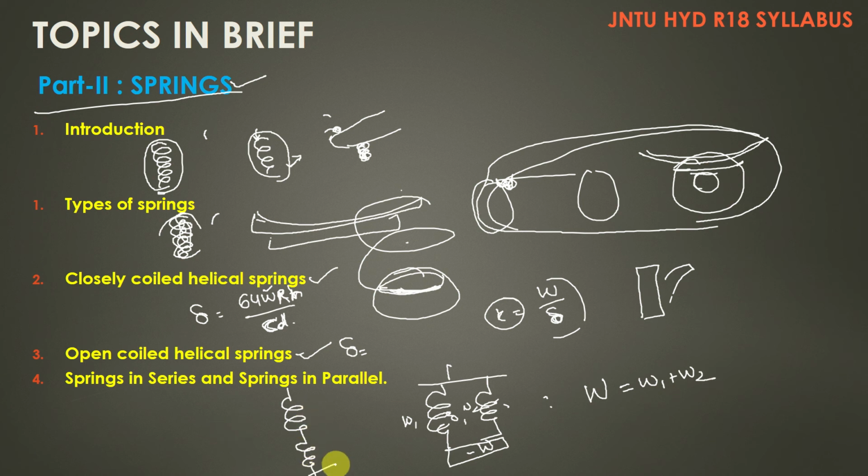And here, in series, the deflection of the first spring may not be equal to the deflection of the second spring. So the total deflection will be the deflection in the first spring plus the deflection in the second spring. This is also a simple concept. Just go through them, and if you have any doubts, let me know.